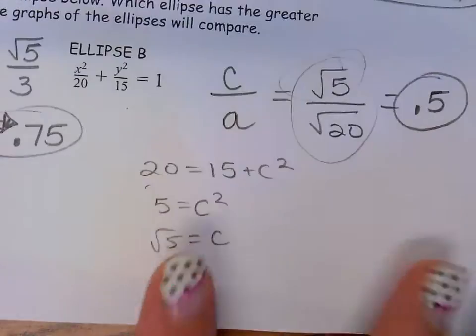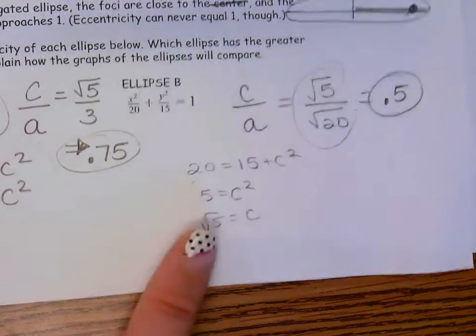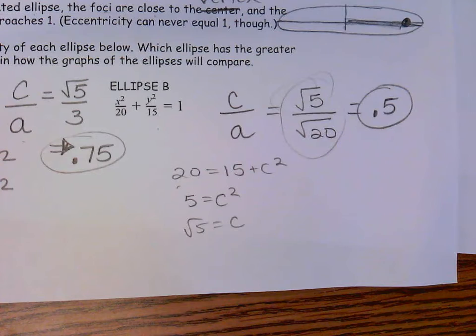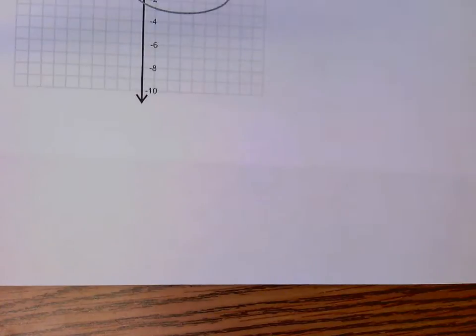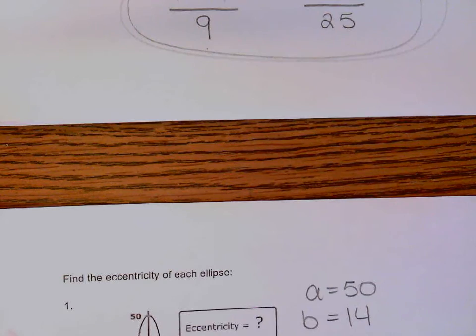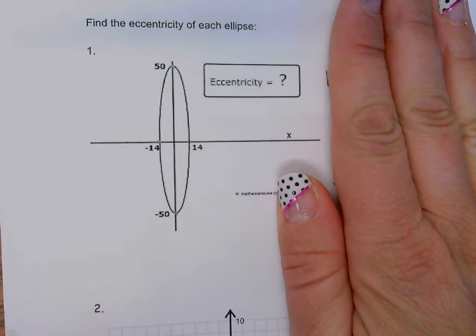So which one is more eccentric? Ellipse A is more of an exaggerated oval, but B still is elliptical because 0.5 isn't 0, right? So it still has some slight eccentricity. All right, so the last piece, I'd like you to try the back two problems, finding the eccentricity of each ellipse, 1 and 2. Okay, so you should have paused the video and tried these two problems, example 1 and example 2. So now I'm going to show you the answer.